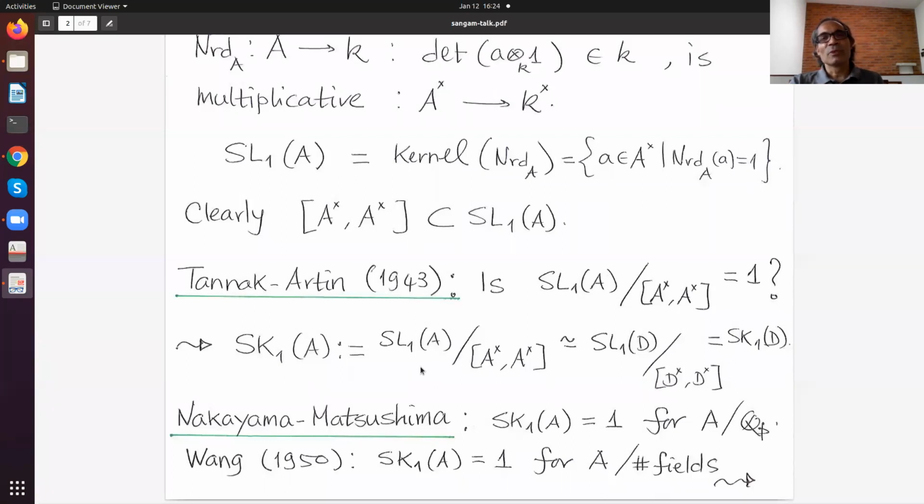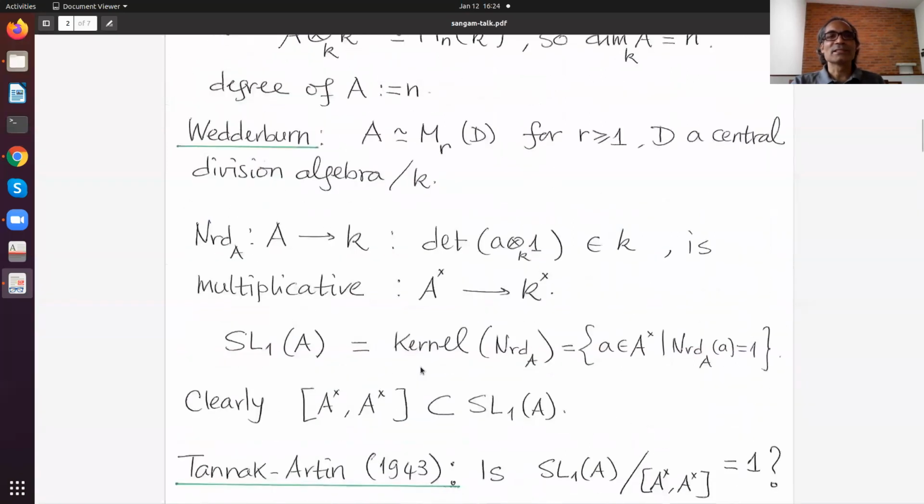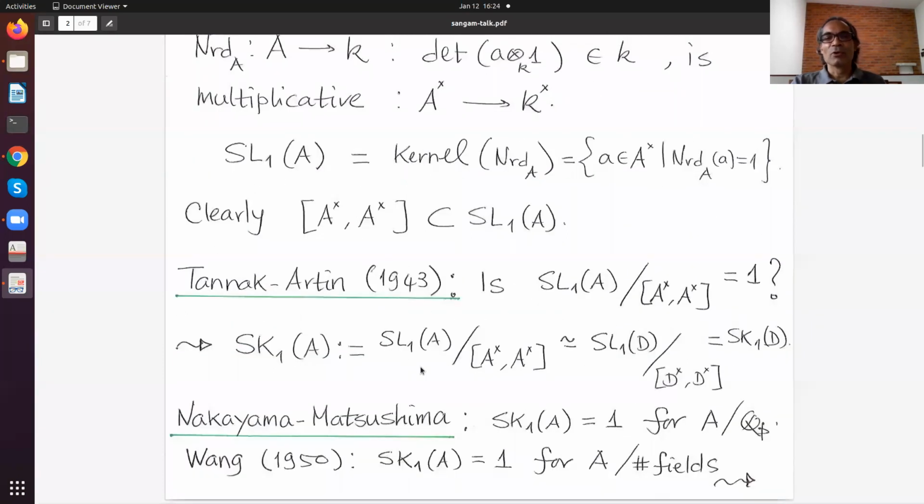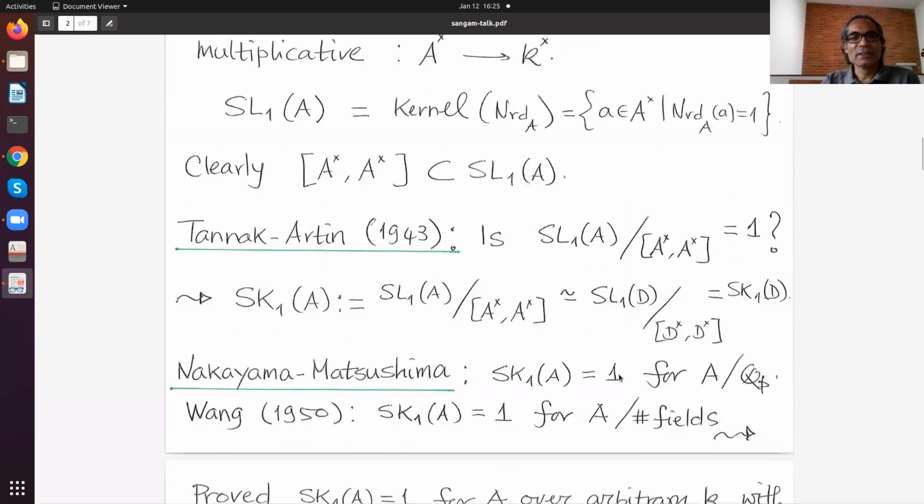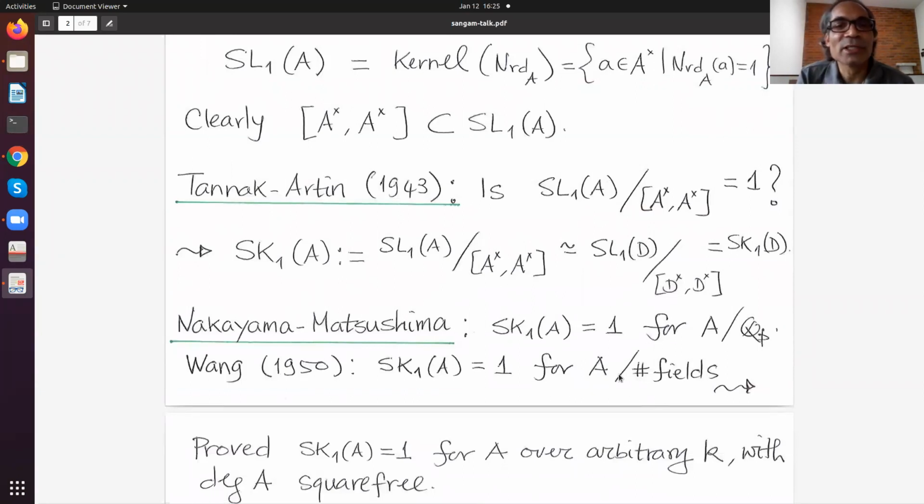And one knows, if you look at the Wedderburn theorem, that A is of the type M_r(D) for a division algebra D. So one knows, using the Dieudonné determinant, which I won't go into, that SL1 of A modulo the commutator of A star is isomorphic to SL1 of D modulo the commutator of D star. And that is SK1 of D by this notation. The first result was due to Nakayama and Matsushima. They proved that over local fields, indeed, for any central simple algebra, SK1 vanishes.